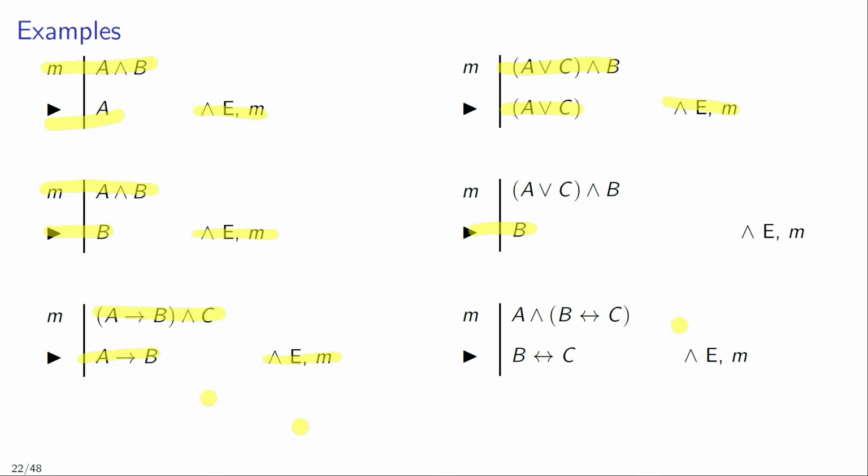So if in line M you have the conjunction A or C and B, you can likewise infer the second conjunct B and cite conjunction elimination to justify this inference. Now, to look at the final example, if in line M of your proof you have the conjunction A and B if and only if C, you can infer the biconditional B if and only if C, in this case our second conjunct, and justify this inference by citing the rule conjunction elimination applied to line M.